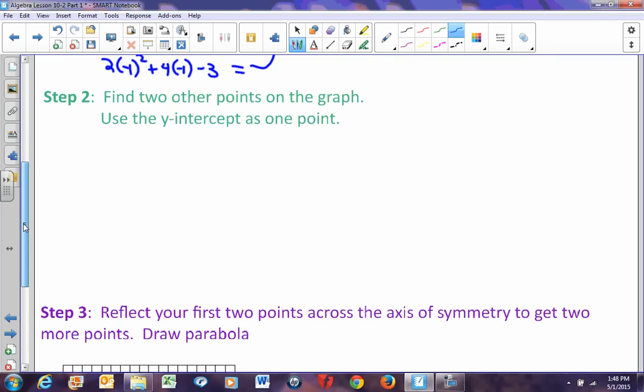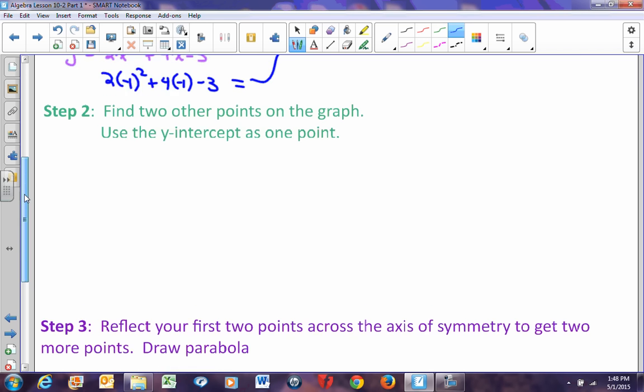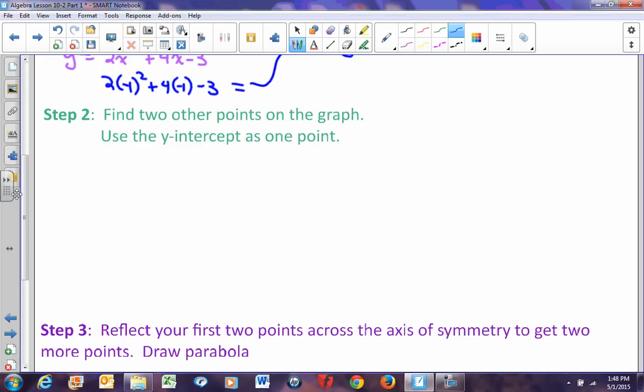Now I need to find 2 more points on my graph. That's my second step. I need to find 2 other points on my graph. I have 1 point: my vertex at -1, -5. I can use my y-intercept as another point, since the y-intercept is where the graph crosses the y-axis at x equals 0. So I'm going to plug in x equals 0 into the equation. I'm just going to rewrite this equation: y equals 2x squared plus 4x minus 3.